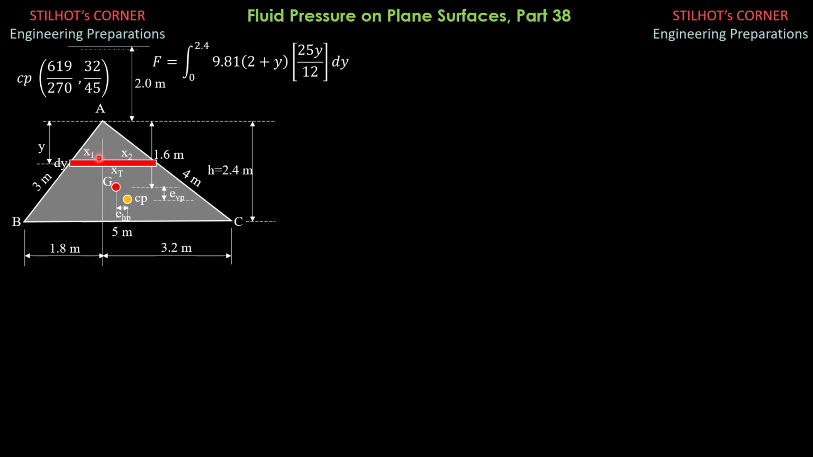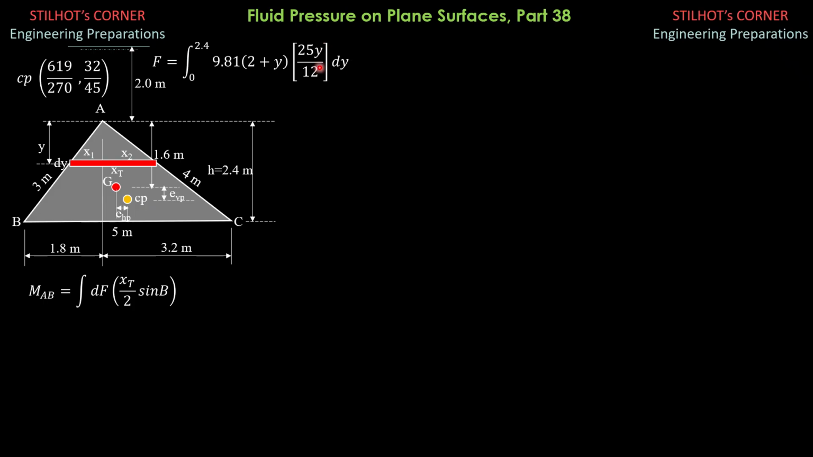So the moment of df about AB is the integral of the differential force times that perpendicular distance, and that perpendicular distance is xt over 2, the hypotenuse, times sine of this angle, which is sine of B. And sine of B is 4 over 5. So MAB is the integral of df times xt over 2 sine of B. Again, sine of B is opposite over hypotenuse, 4 over 5. And xt is this expression here, 25y over 12.